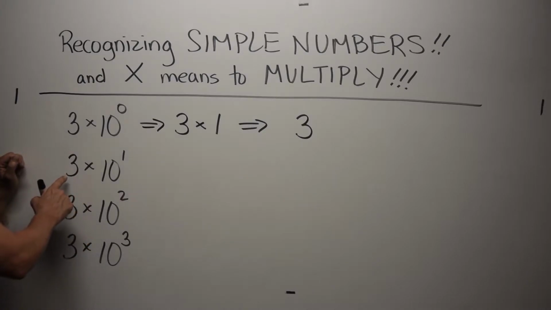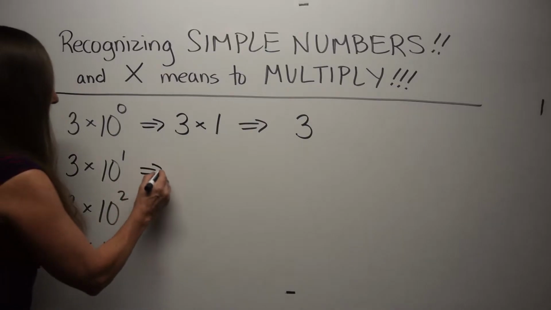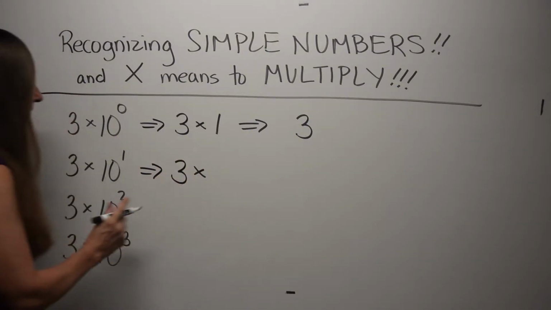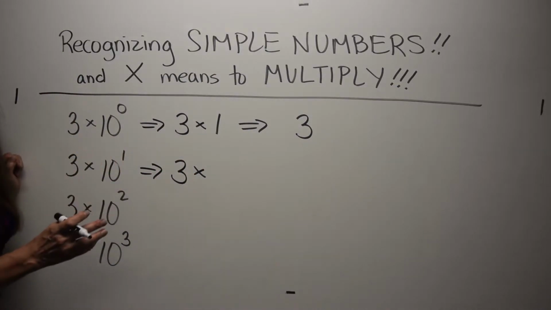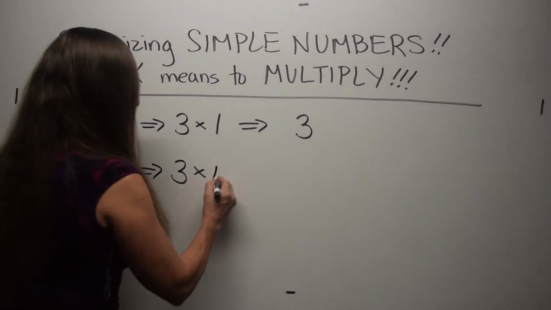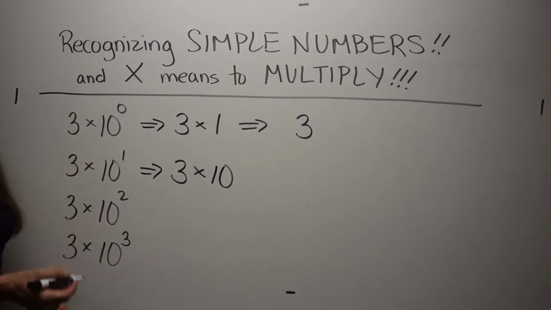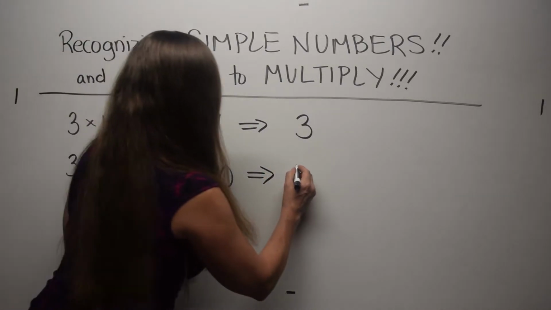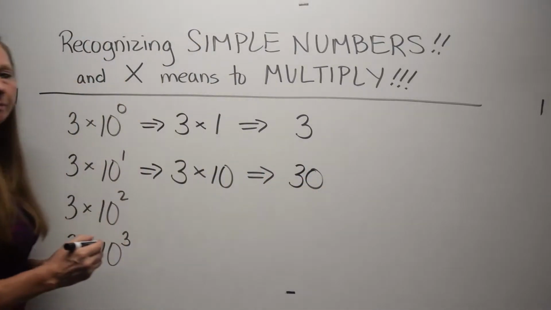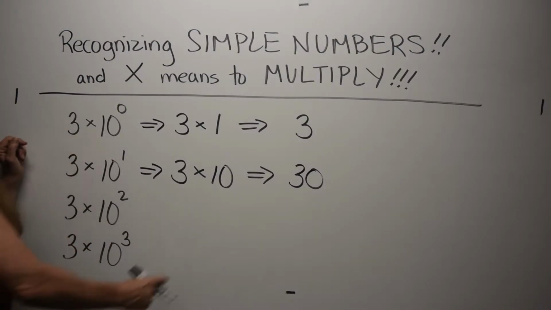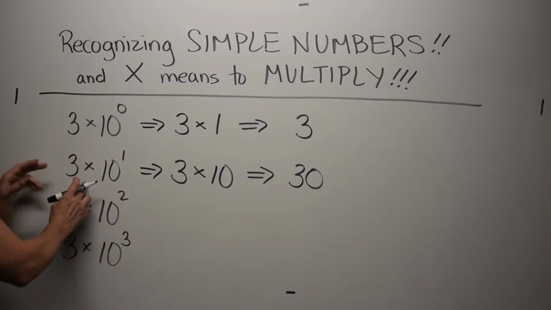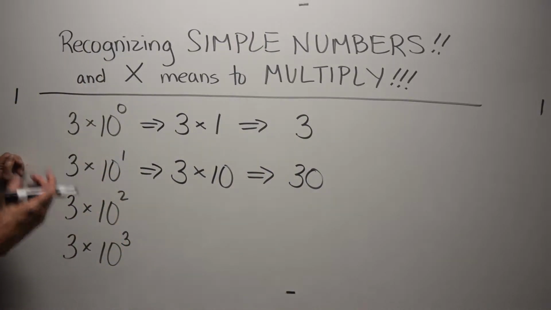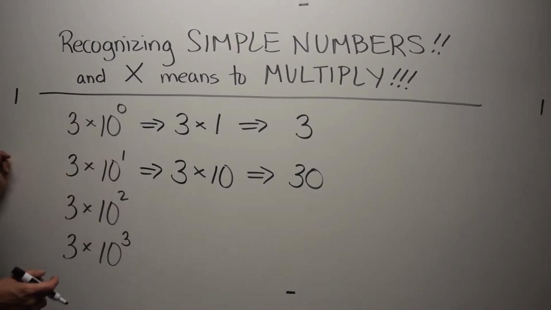Now here we have 3 times 10 to the first. Well, what's 10 to the first power? 10 to the first power is 10. 3 times 10 literally means multiply 3 times 10. You get the number 30. So the first becomes the decimal number 3, and this becomes the decimal number 30 because it's 10 to the first power.